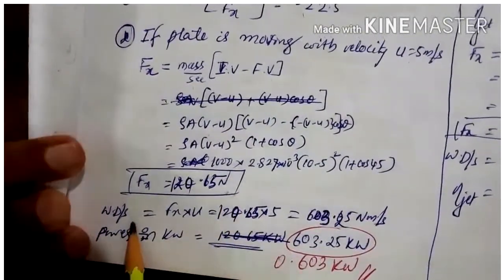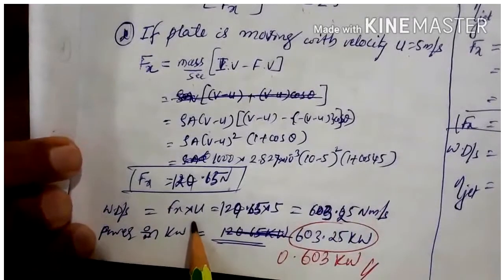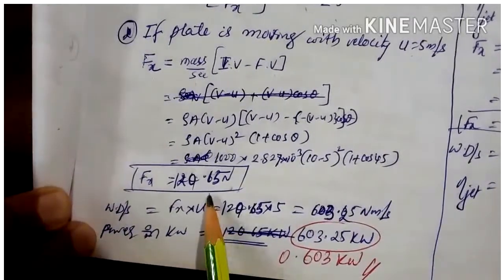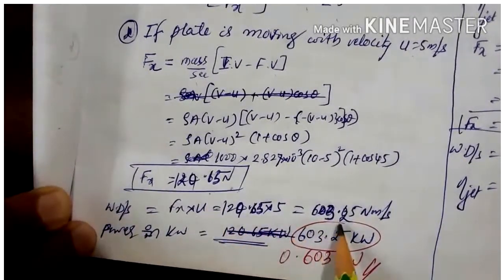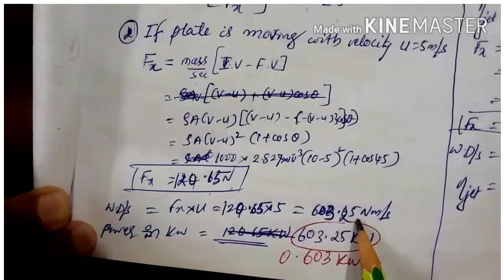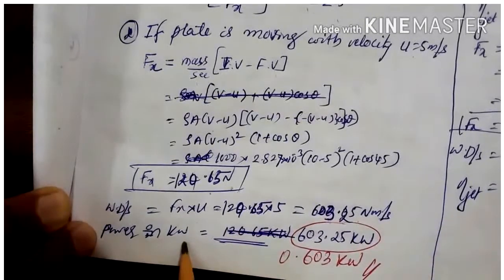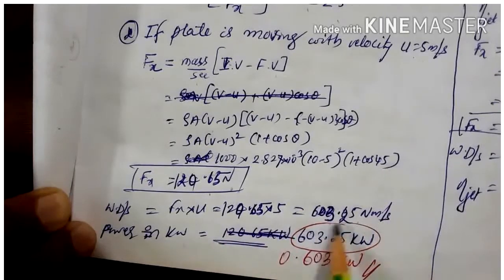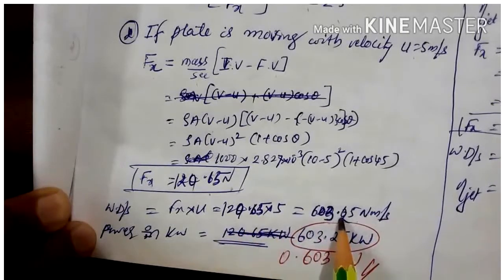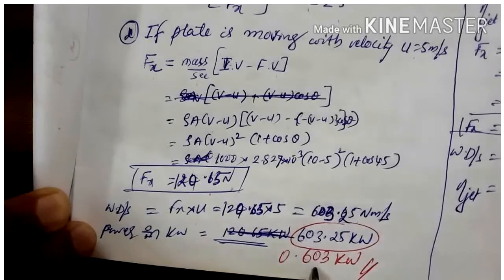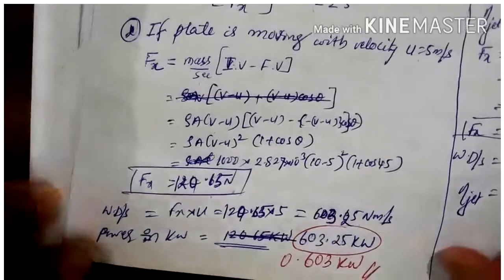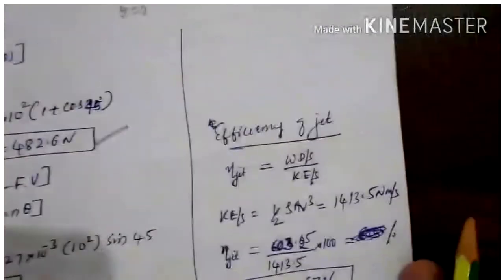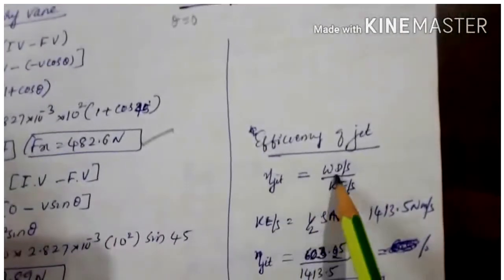Then work done per second, that is the force into the velocity of the plate. We have calculated Fx, then multiply by the velocity of the plate, and we get this much. Then the power in kilowatt, that is 603.25 watt of work done per second. Then the power in kilowatt will be 0.603 kilowatt. Okay. Then finally the efficiency of the jet will be what?